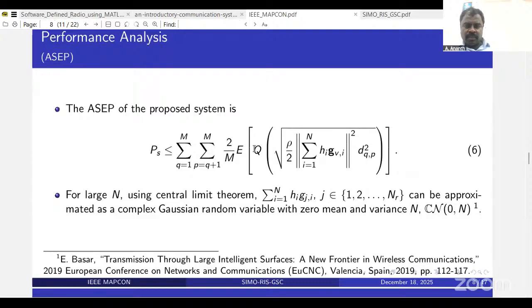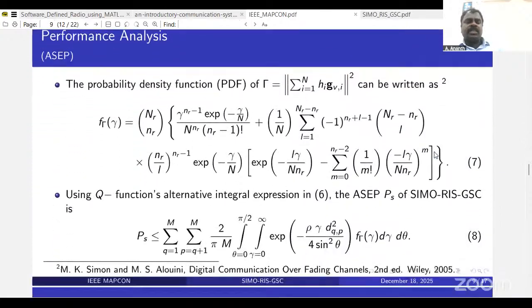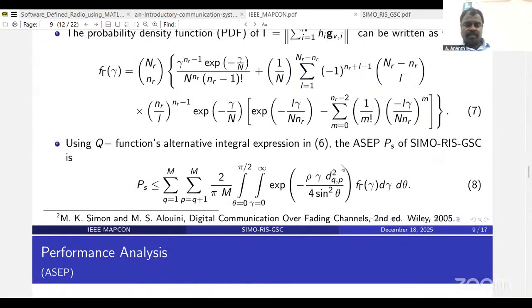We have this Q function. There are several alternate expressions for this Q function, because usually the Q function is in integral form, not in a closed form expression. So we can use any alternate integral expression for the Q function. One such alternate integral expression for the Q function is this.